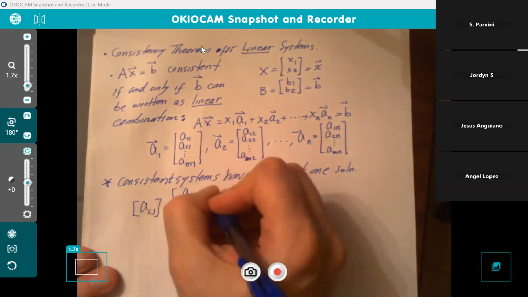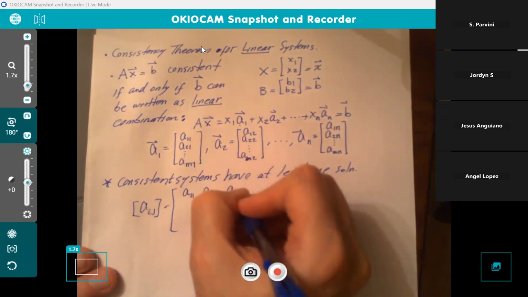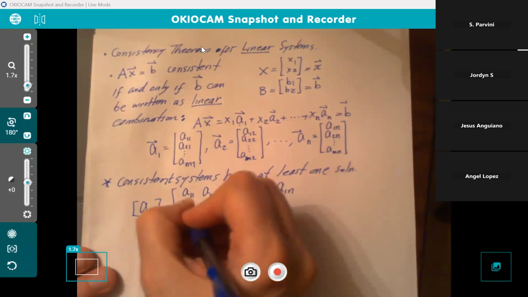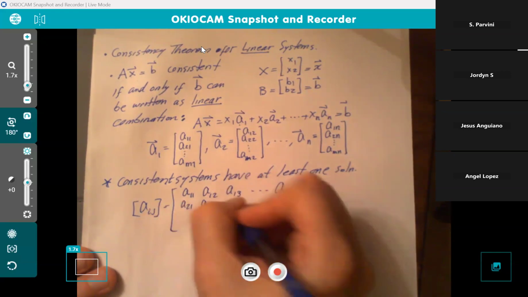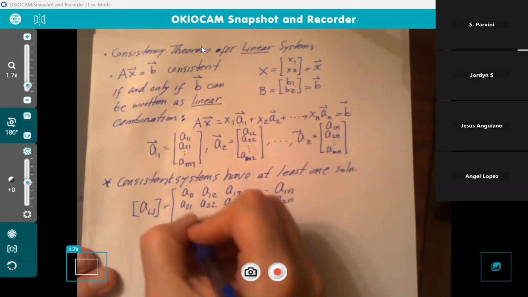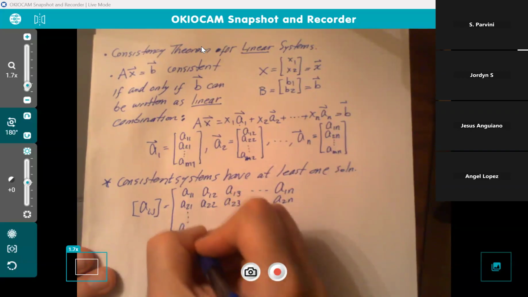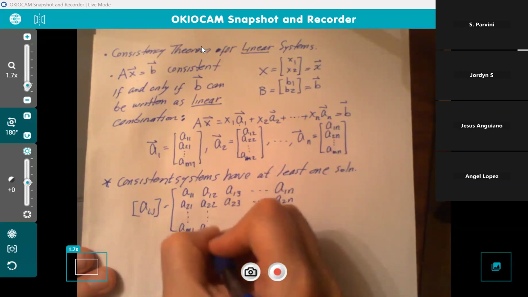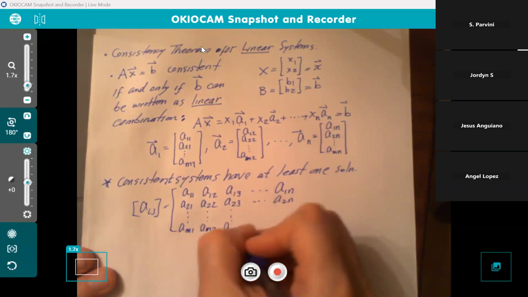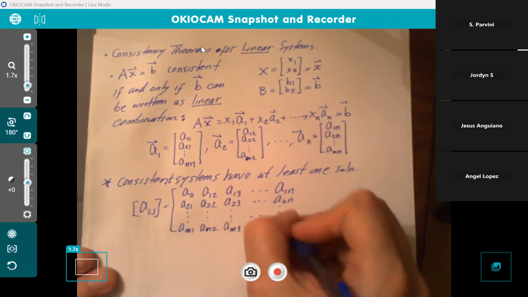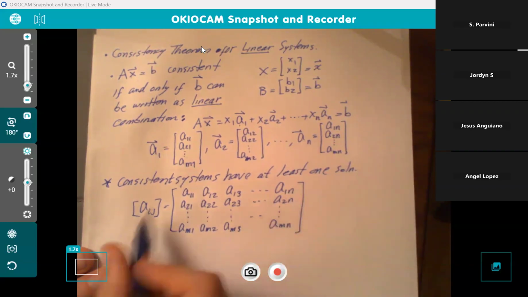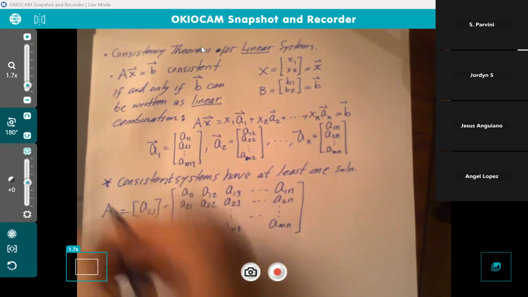First row, first column. First row, second. First, third, first, n. And then we have second row, first, second, second, second, third, second, and n. And all the way to the mth row, first column, mth row, second column, mth row, third column, and we have mth row, nth column. Remember, that was the form of that matrix A, right?